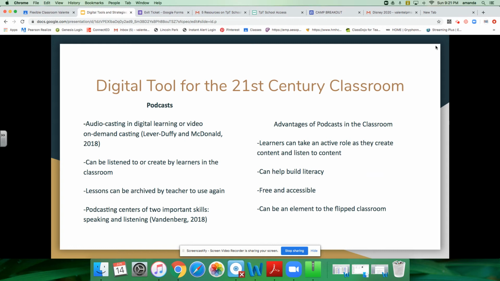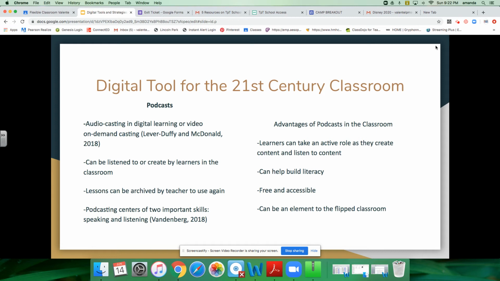The next is a digital tool for the 21st century, and it is known as podcasts. Podcasts are audio or sometimes video casting. They can be listened to, which is interesting and great in its own regard, but it could also be created by the learners. So it's really a two-way street with podcasts. The good thing about teachers creating podcasts are that they can be archived and used again and again from year to year. So if you happen to make or find a great podcast, it can be archived and pulled up again in future years.